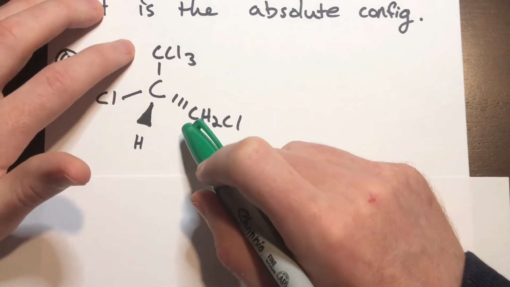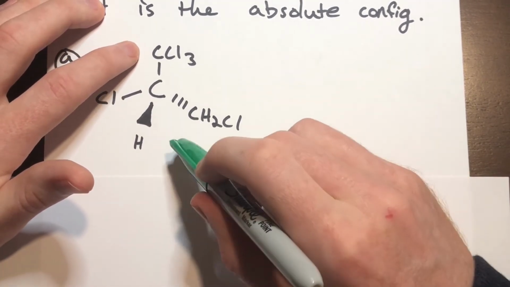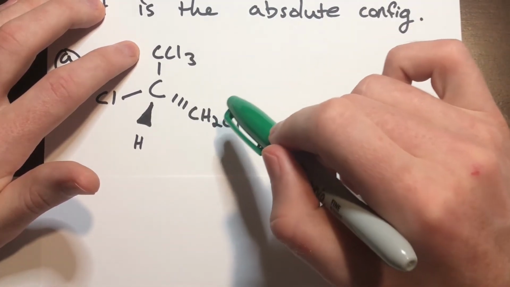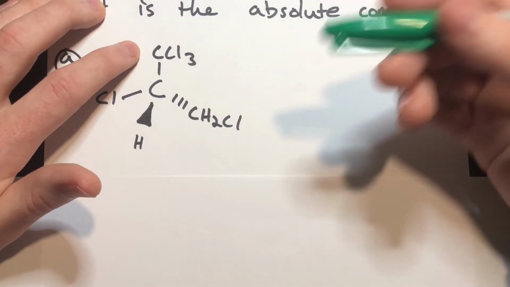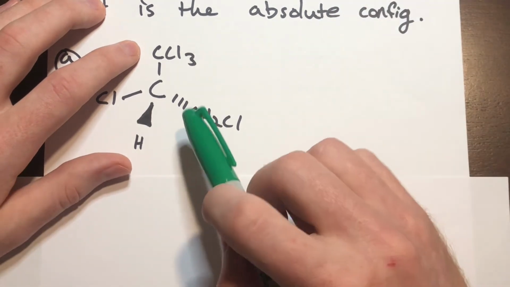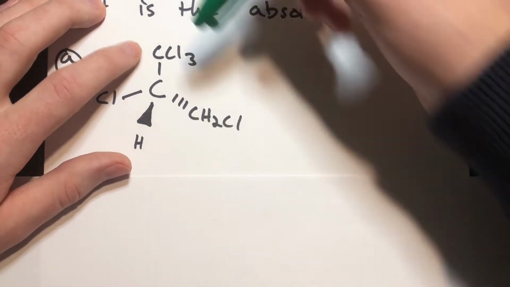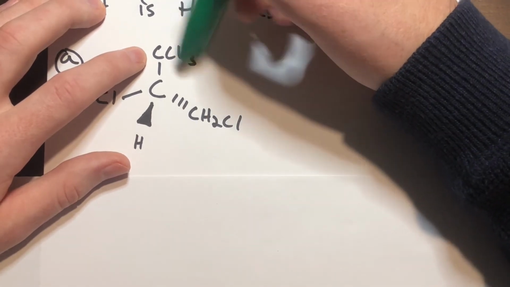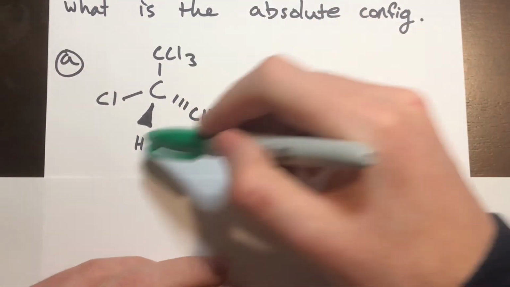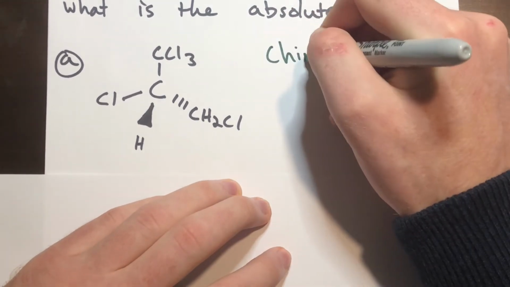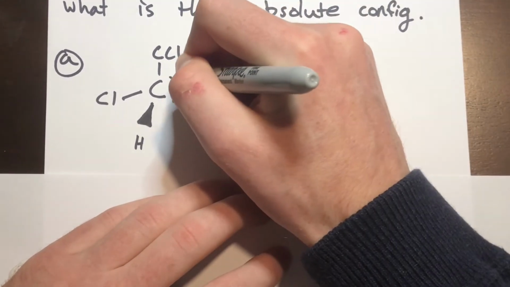Just like in the Cahn-Ingold Prelog rules, we have to check if the entirety of that group is the same. So again, it's looking for the first point of difference. If we look at this carbon, it's bound to 1 chlorine and 2 hydrogens. This carbon is bound to 3 chlorines. So that's different. So these 4 groups are different. So this is in fact chiral, where the only chiral center is this carbon.